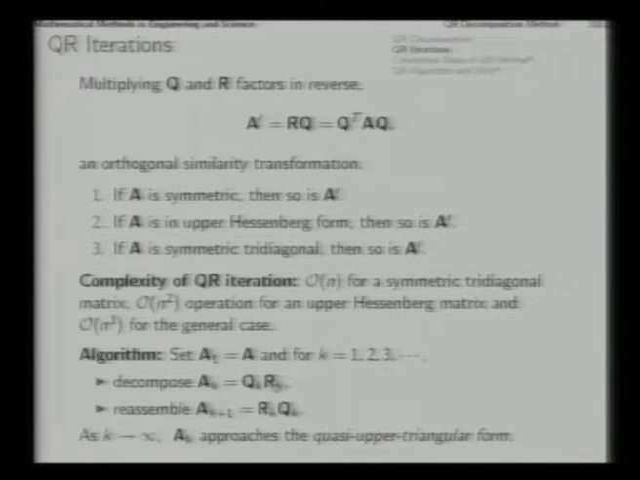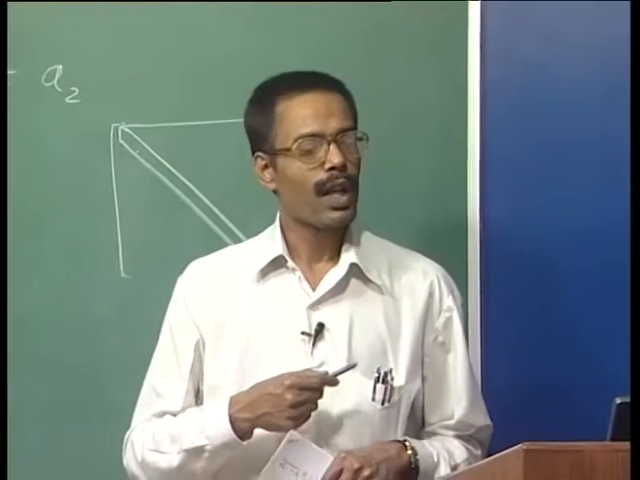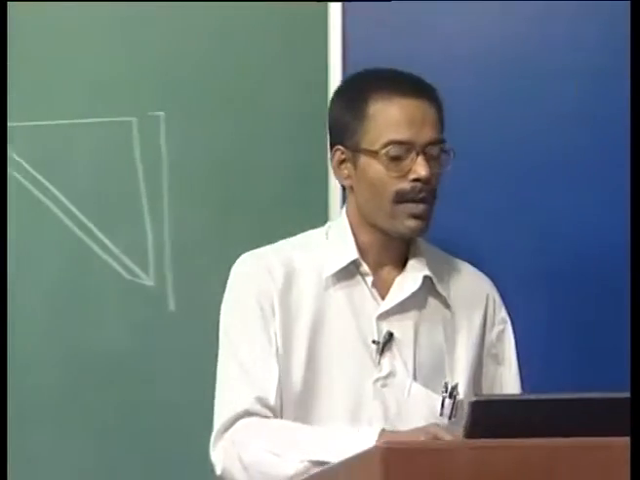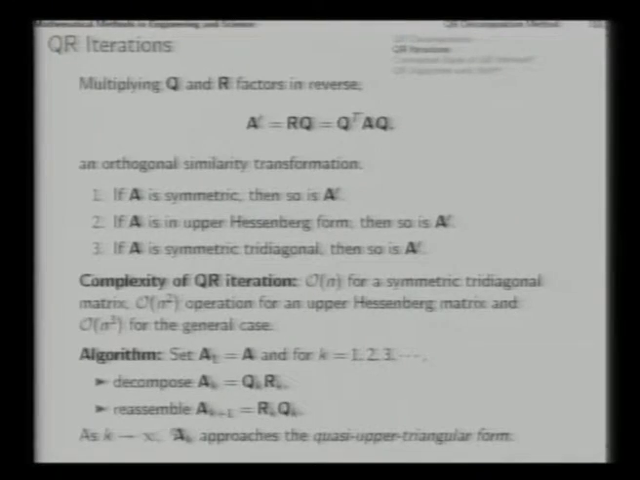You go on doing this, and the deep result assures you that as k tends to infinity, as you go on doing this step again and again, you reach a convergence situation where the matrix AK approaches a quasi upper triangular form, not really upper triangular, but quasi upper triangular, and this happens for any kind of matrix. Now, what is this quasi upper triangular form? It is this form.